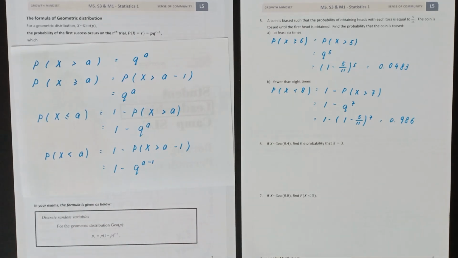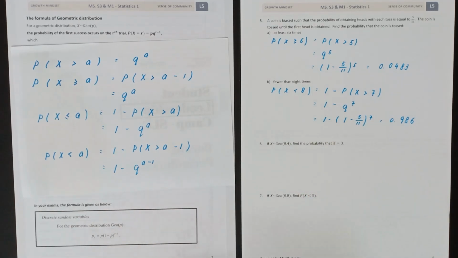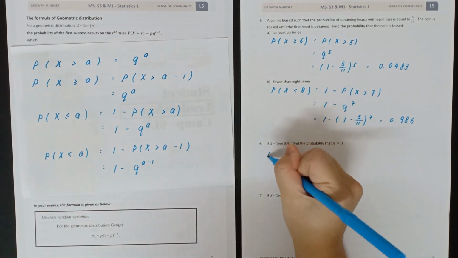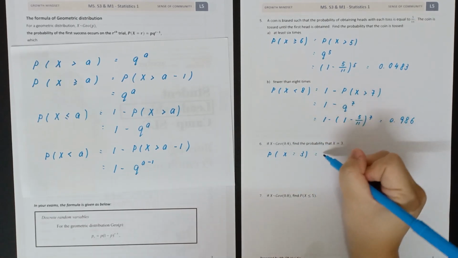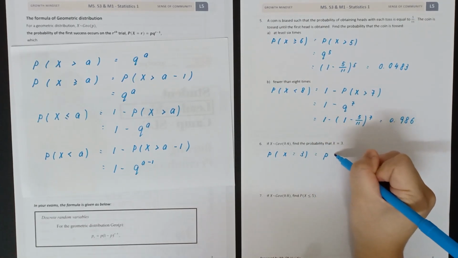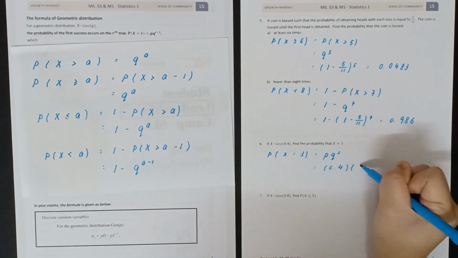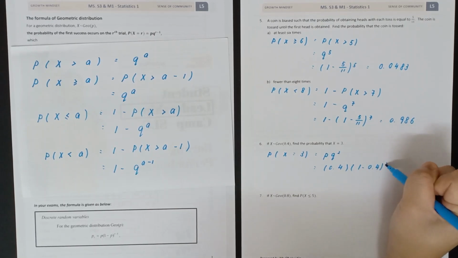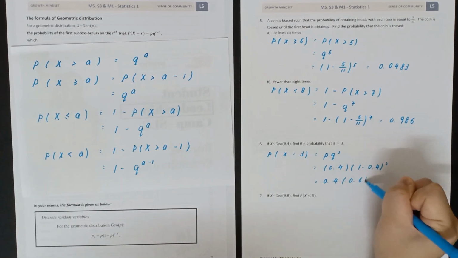So 6. If X has a geometric distribution with p of 0.4, find the probability that X equals 3. Questions 6, 7, 8 are basically about notation, I just want you to understand. So find the probability when X equals 3. It's the same thing, meaning you have 1 time of success and 2 times of failure. So that's why 0.4 times 1 minus 0.4 power 2, then you'll be able to get your answer as 0.144.